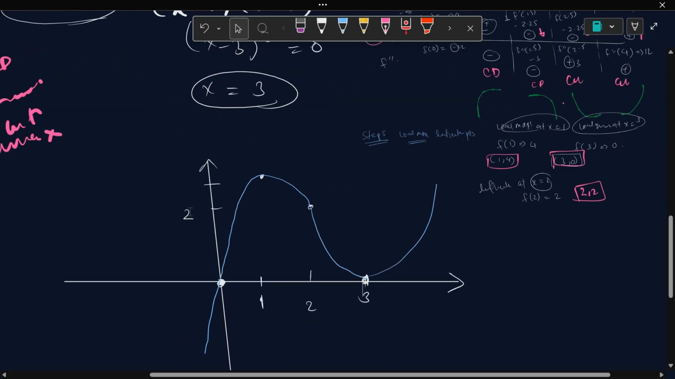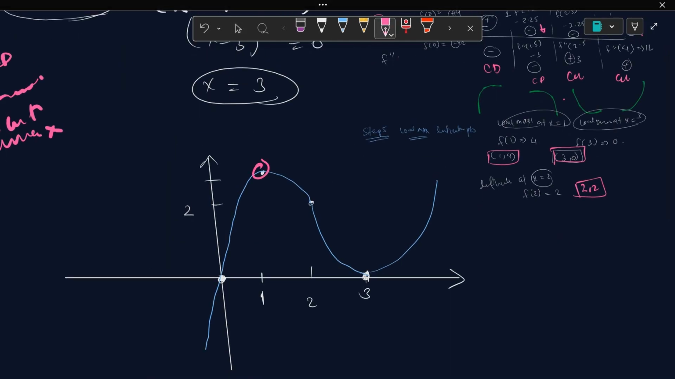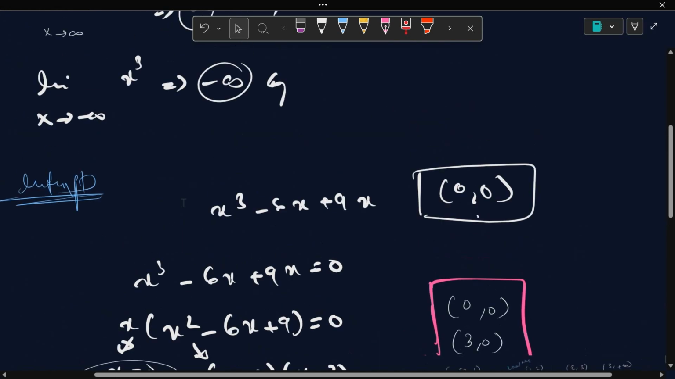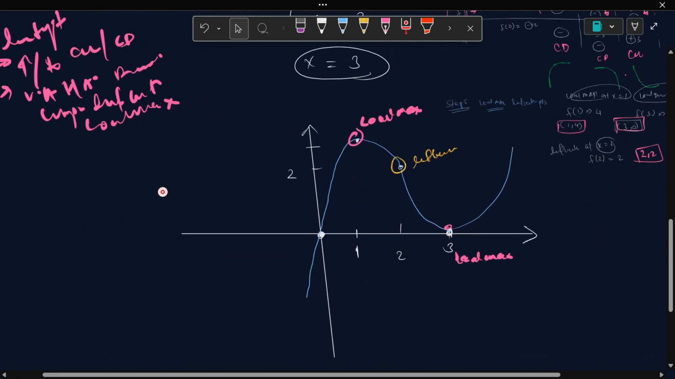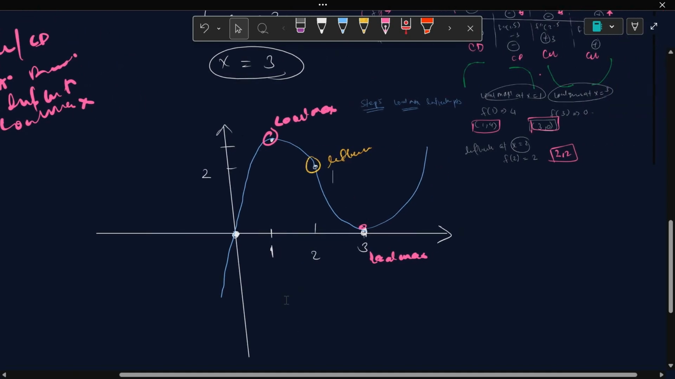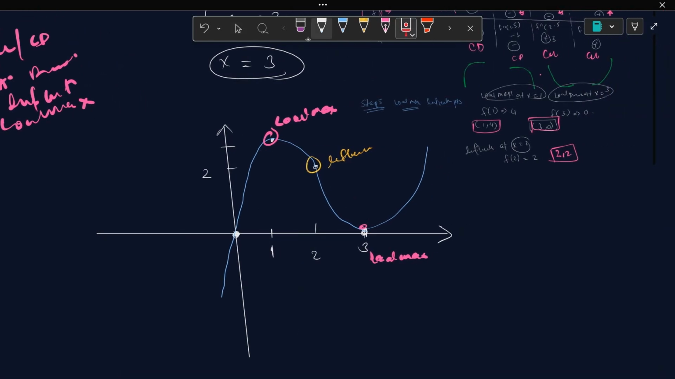That basically completes our graph, and as you can see there is a local max and a local min, and the inflection point that we figured out is this one. You can see the curve has changed shape at this point. It went from concave down to concave up. As x approaches infinity, y approaches infinity. As x approaches negative infinity, y approaches negative infinity. So everything makes sense, and all the points that we figured out make sense.